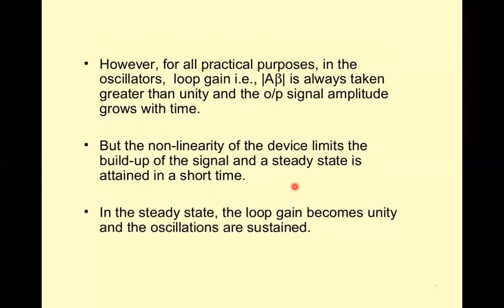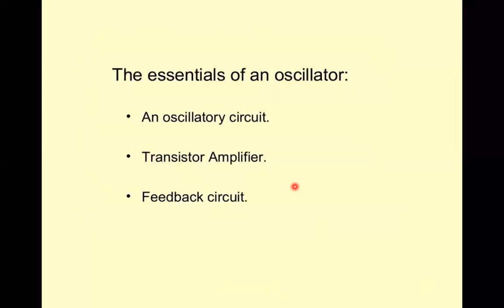Now we will understand what are the essentials of an oscillator. How do we draw the block diagram for an oscillator? The basic requirement for an oscillator circuit is an oscillator circuit, a transistor amplifier and a feedback circuit.